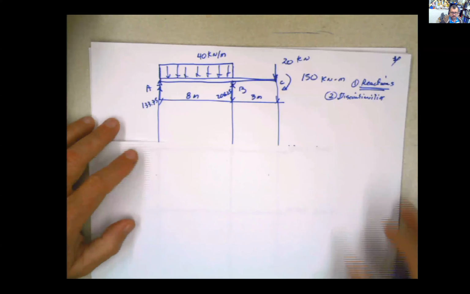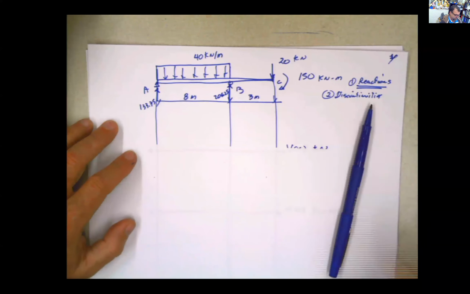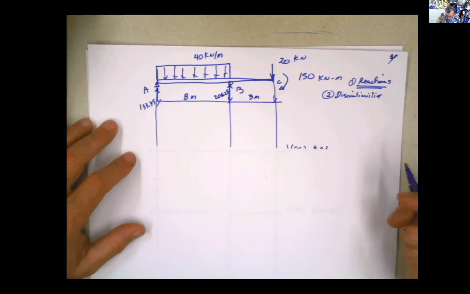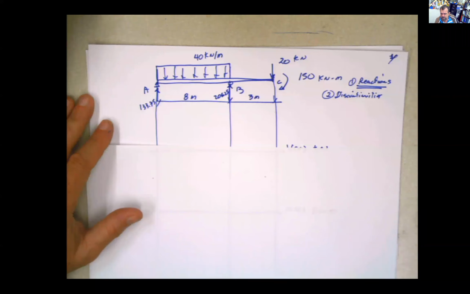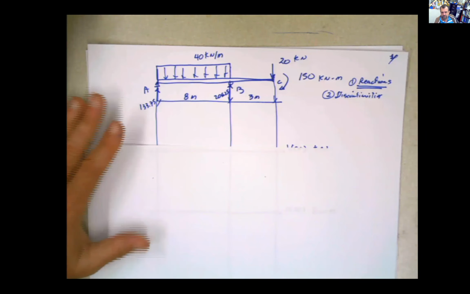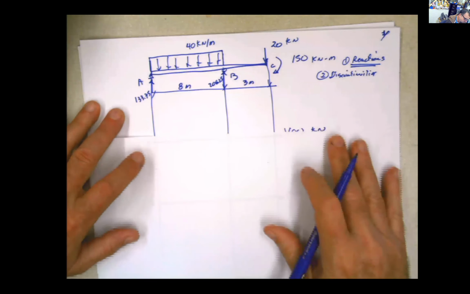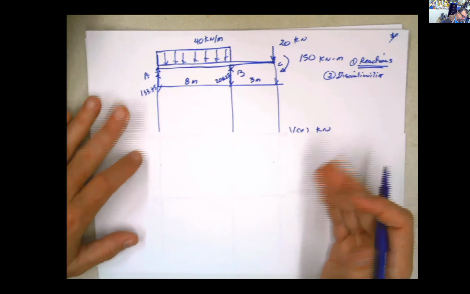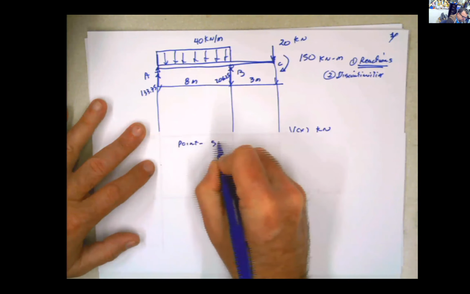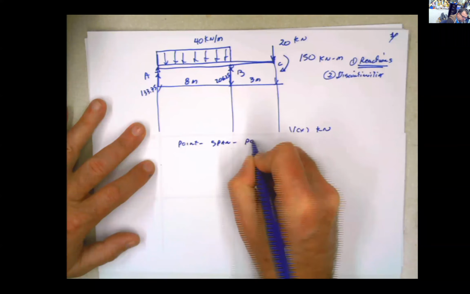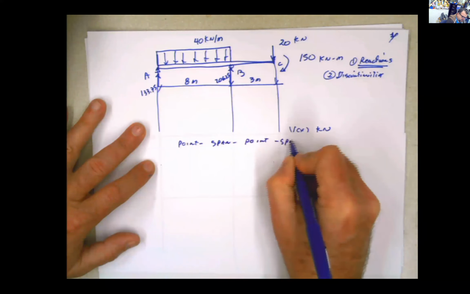What is the definition of area? Tell me. Talk to me. No. BH is not the definition of area. Or okay, what is the definition of the integral? Area under the curve. Correct. So we're gonna start this in the same way that we started the rest. We're gonna start point, span, point, span, and so on.